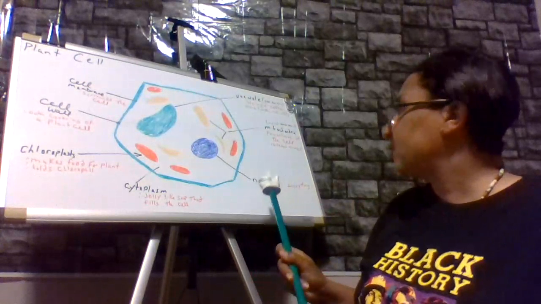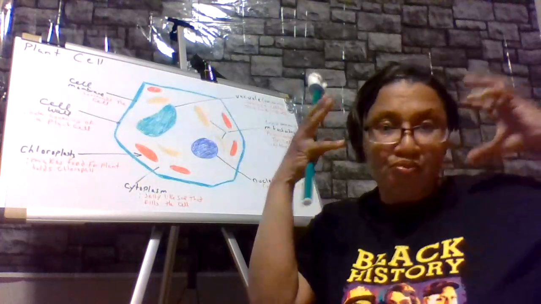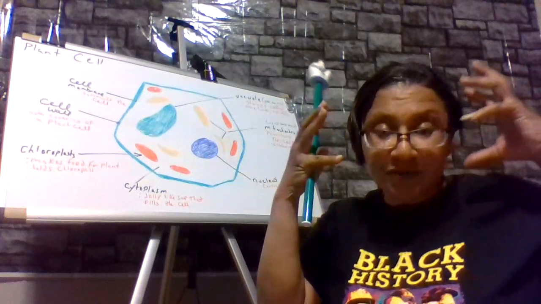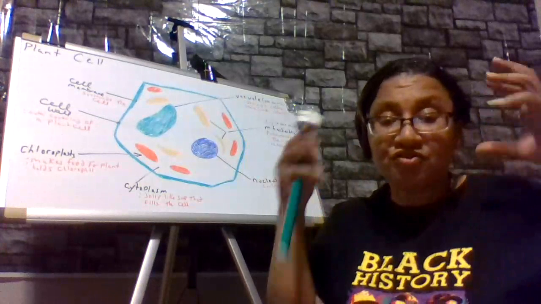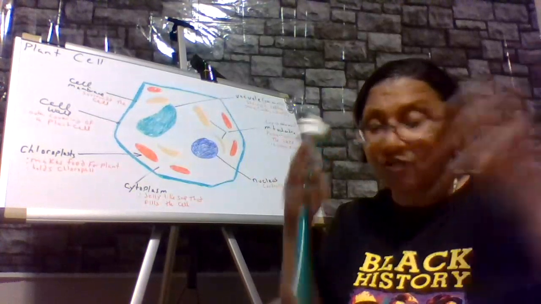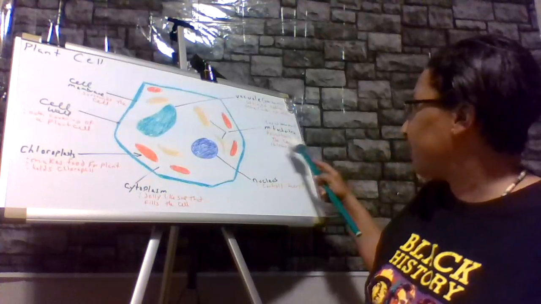The nucleus controls everything. Right here, it's like the brain. Our brain controls everything, along with our heart. But the brain, it controls everything. The nucleus tells everybody and everything what to do. The nucleus. Then we have the mitochondria.